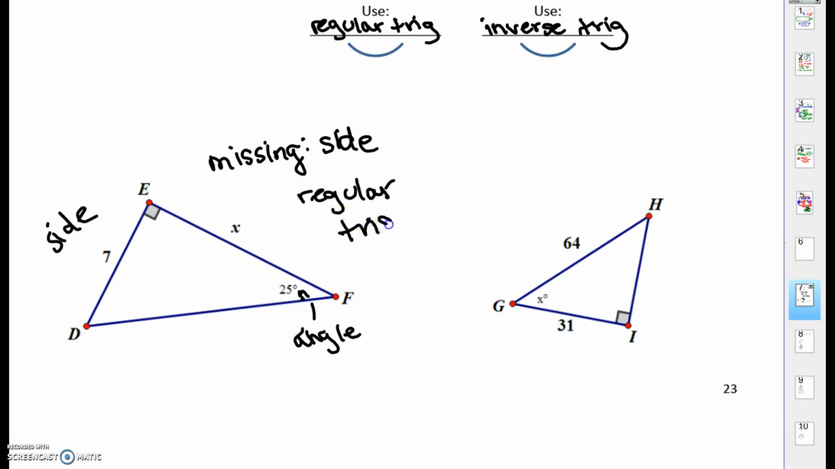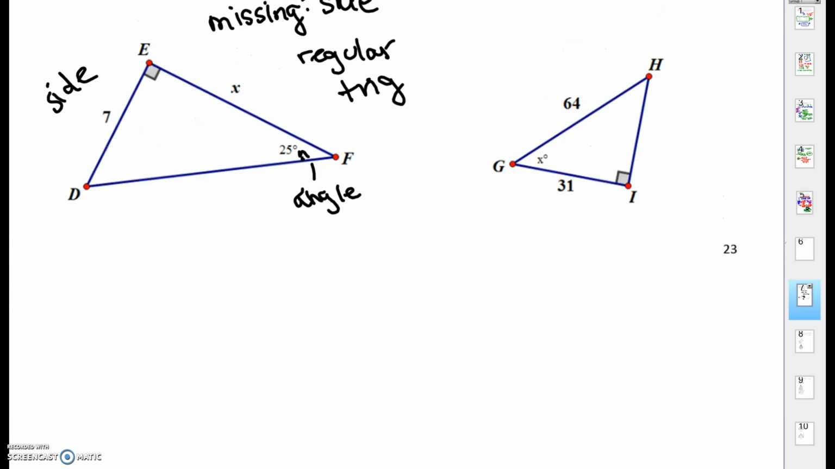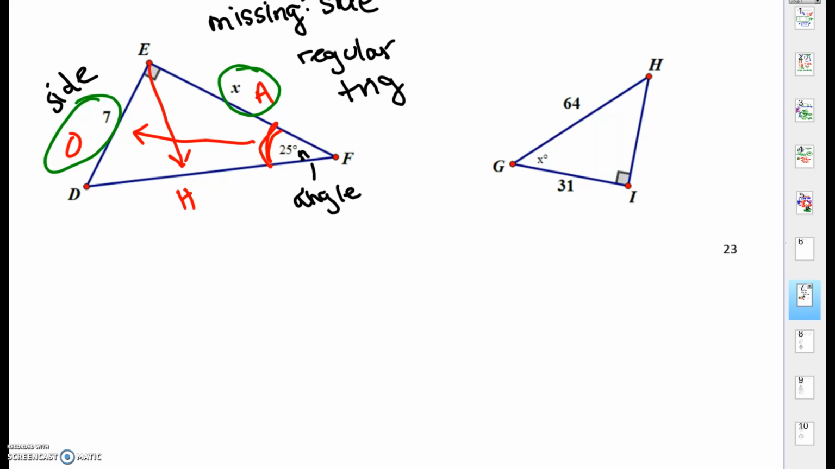So let's now do this problem. So here we go. We've got a triangle. The angle I'm playing with today is 25 degrees. Opposite of 25 degrees is the 7. The hypotenuse is DF, and therefore my adjacent side is the X. Looking at these, they've given me the 7. I'm looking for the X. That means I've got an O and an A.